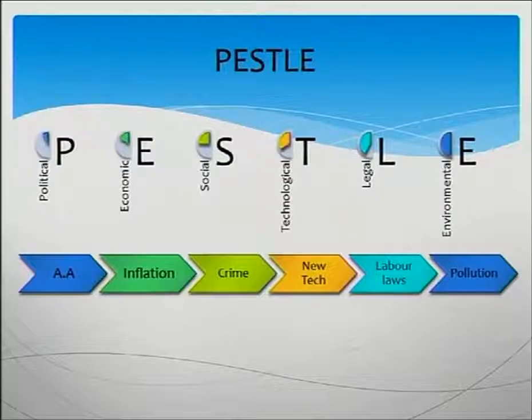The E in PESTLE stands for economic. And your economic example now, the petrol price that's increasing the first Wednesday in April. We're looking at the inflation rate, the interest rate that is increasing. Business needs to be aware of what is happening in our economic environment.